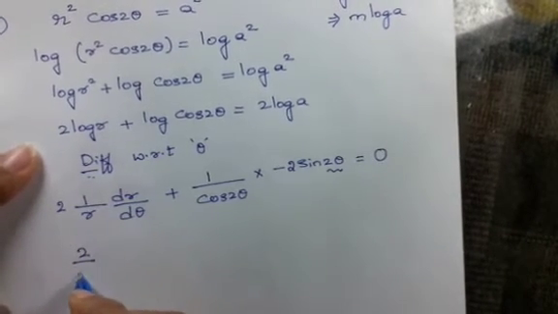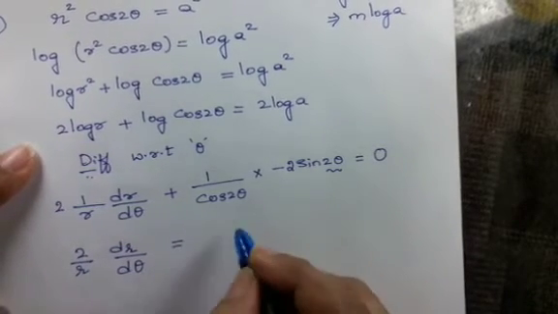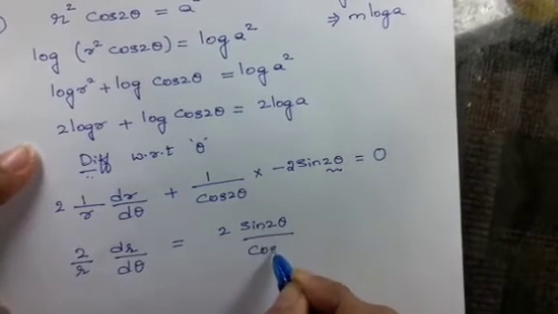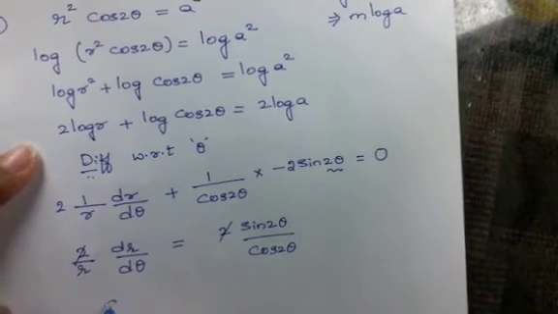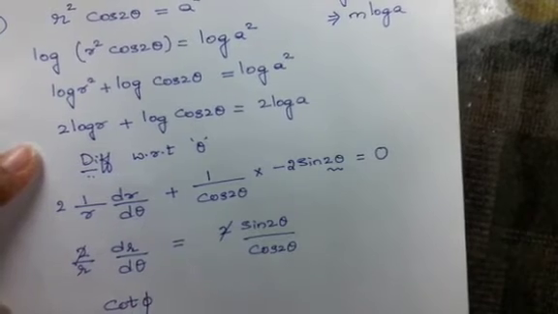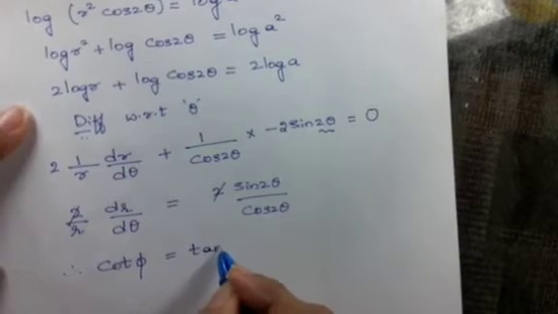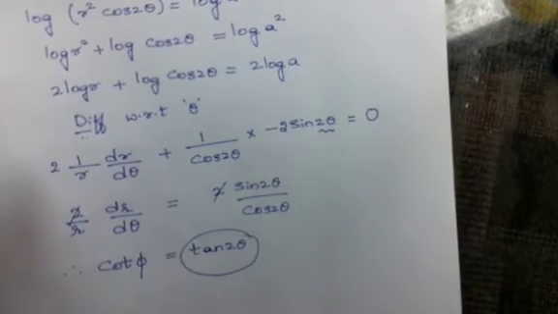So 2 by r dr by d theta is equal to 2 sin 2 theta divided by cos 2 theta I will get. Cancel 2 and 2. 1 by r dr by d theta, you know already it is cot phi. Therefore, cot phi is equal to tan 2 theta I will get. Again, I have to express this tan 2 theta in terms of cot so that I can find out what is phi easily.